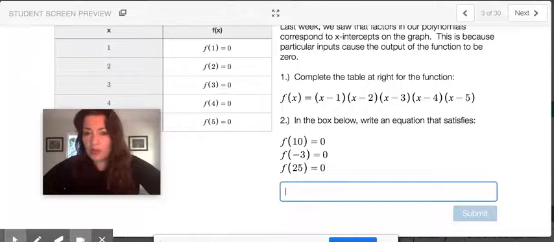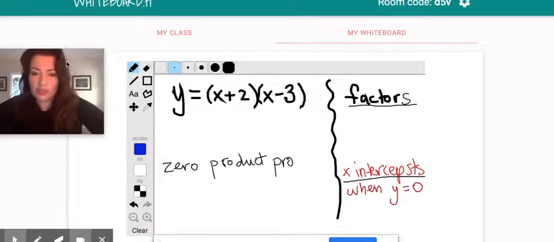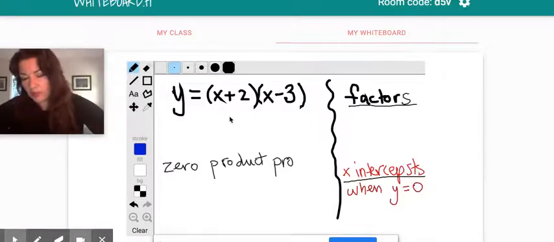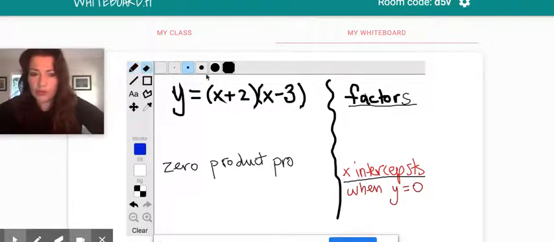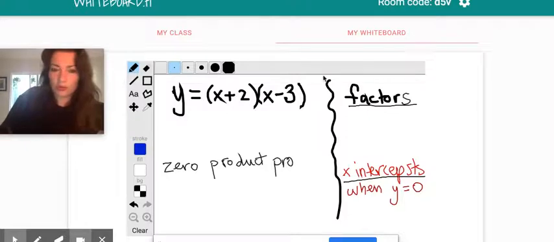If you recall, just a little side note, we have done this before in last semester, looking at the differences between factors and x-intercepts. So here's a simple quadratic equation that is in factored form. If we wanted to find our zeros, we know that we can use the zero product property and find our zeros. So what is a zero product property?